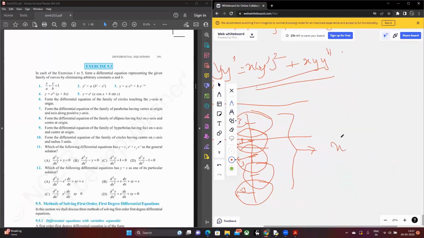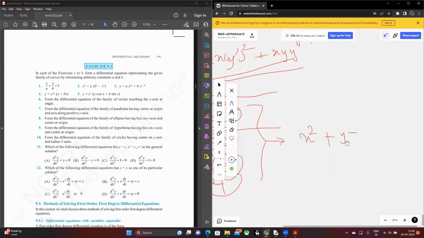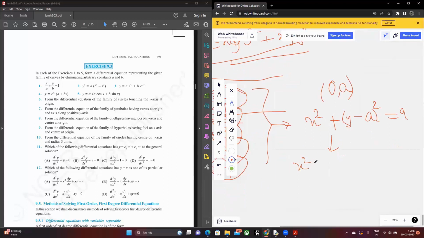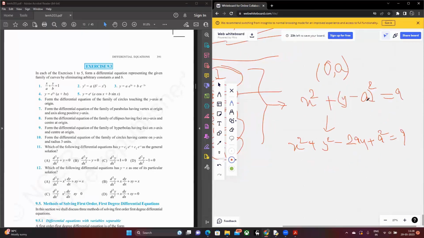Basically, since the centers lie on the y-axis, center x is 0 and center y is whatever, right? x squared plus (y minus a) whole square equals 9, because the radius is fixed, right? And the center is basically (0, a). A can be whatever. This gives me an equation of the form x squared plus y squared minus 2ay plus a squared equals 9, right? This means since you have only one arbitrary constant, you need a first order differential equation, right?